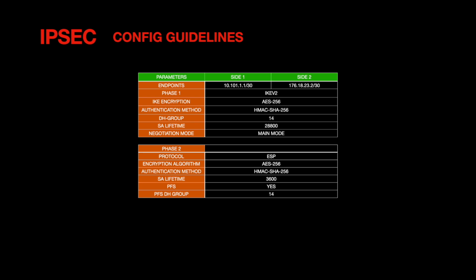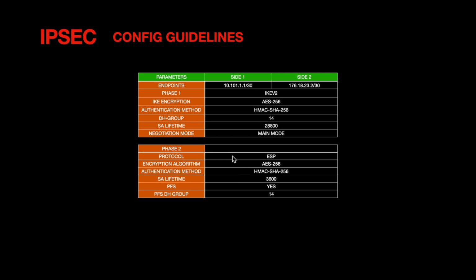You should have your endpoints, side 1 and side 2. You should have the IKE version. In this case, I used IKE version 2. You should have the encryption protocol, the authentication or hash algorithm, the Diffie-Hellman group, the lifetime, and if this is IKE version 1, you should also have the negotiation mode. On IKE version 2, you don't have this.